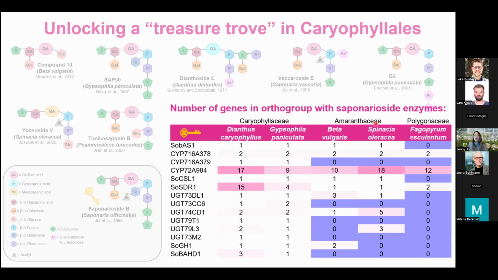And then we can also start to investigate the evolution of saponin biosynthesis in the Caryophyllales order more broadly by investigating the evolutionary relationship between the enzymes discovered from soapwort and potentially in the closely related species and the less closely related species or families in the Caryophyllales members.